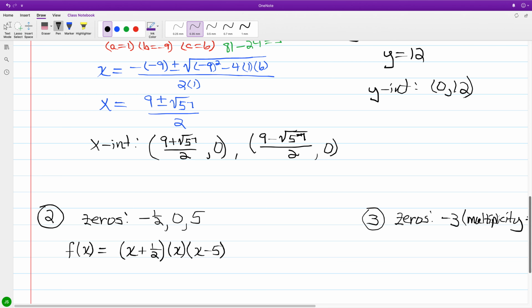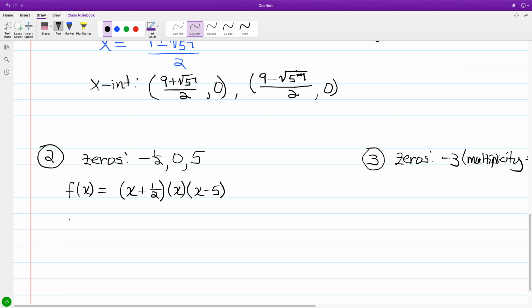And now you can maintain the fraction, but if you want to avoid having to use fractions, what you can do is, with the first factor, rewrite the 1/2 as 1. If I multiply this first factor by 2, I have 2 times the quantity of x plus 1/2, times x, times the quantity of x minus 5.